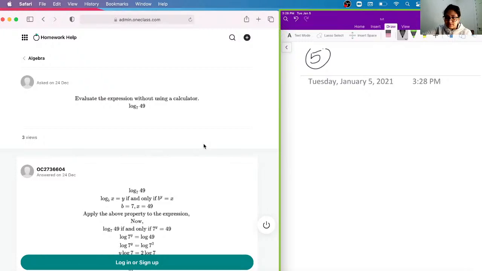The next question says, evaluate the expression 7 log base 7 of 49.